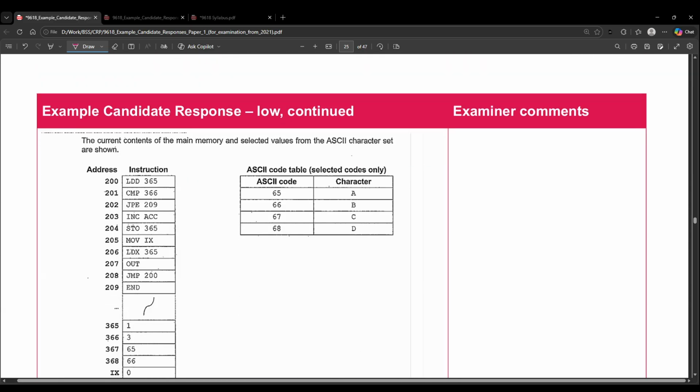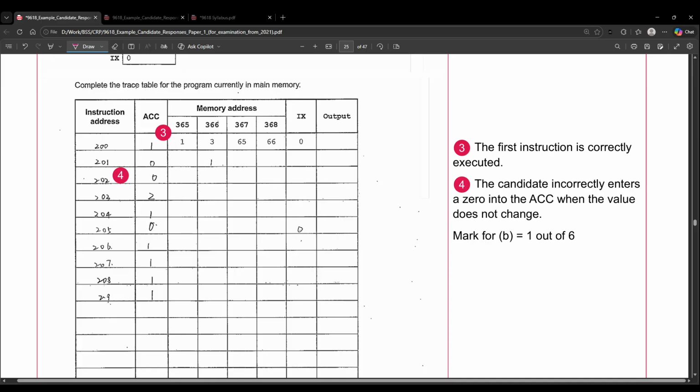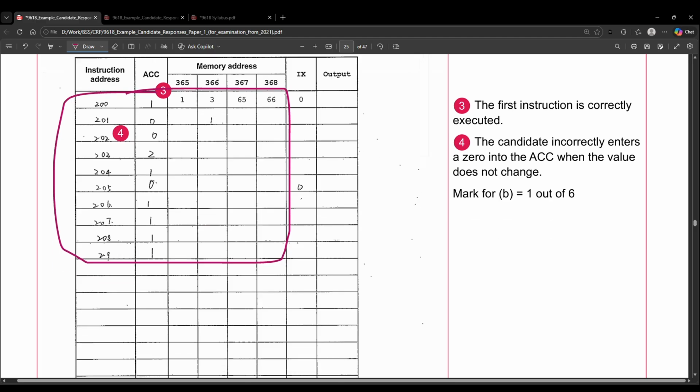Then this is somebody who got low marks, and you can clearly see their table is kind of empty, so they have not done much. They only got 1 mark for this accumulator column.